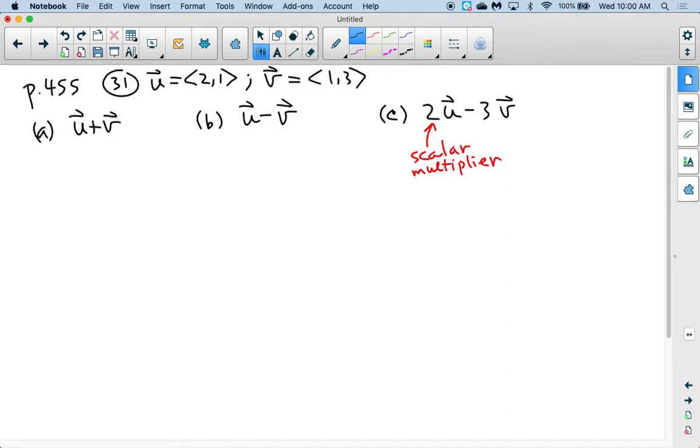So u plus v, this would just be what? 2, 1 plus 1, 3. It's like going 2 miles east and then 1 mile north, and then going 1 more mile east and then 3 miles north. So the final position, if you're thinking about it as a displacement or position vector, would be 3 miles east and 4 miles north.